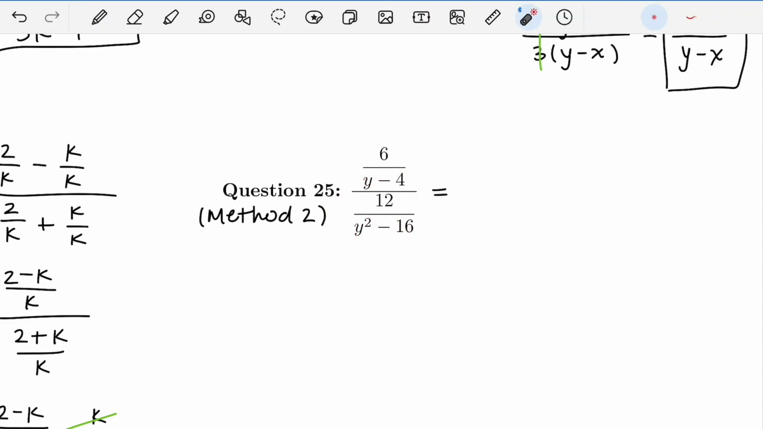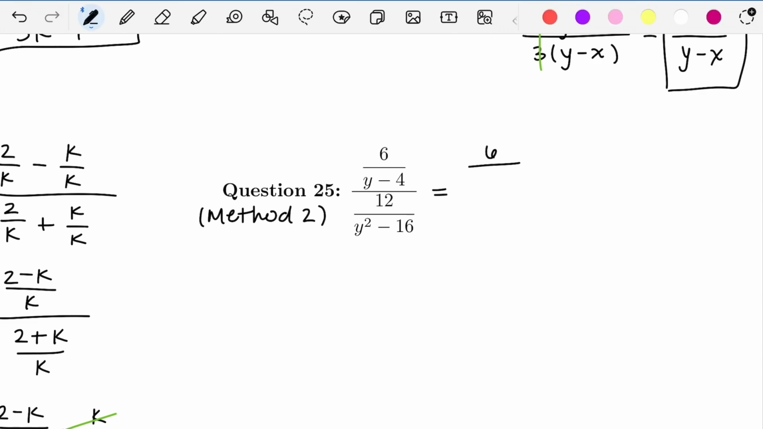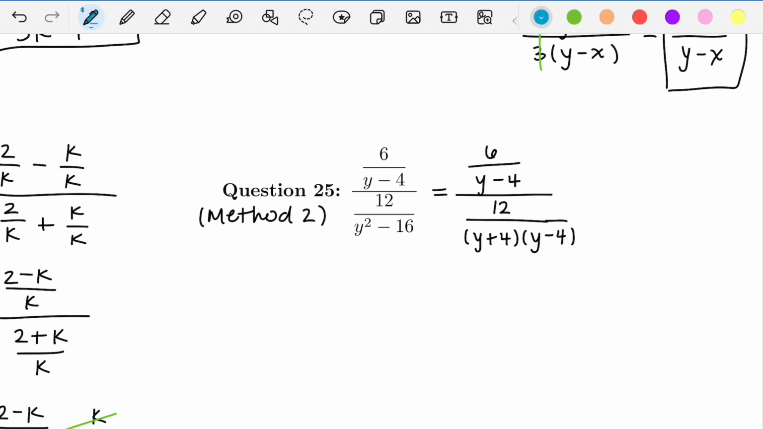And notice here we have the difference of squares. So this tells me that we could factor this guy. In doing so, it might become a little clearer what our LCD is. So let's rewrite this complex fraction, and we're going to factor the denominator. So here we have y squared minus 16. Like I said, this is a difference of squares, so we know this is going to be y plus 4 times y minus 4.